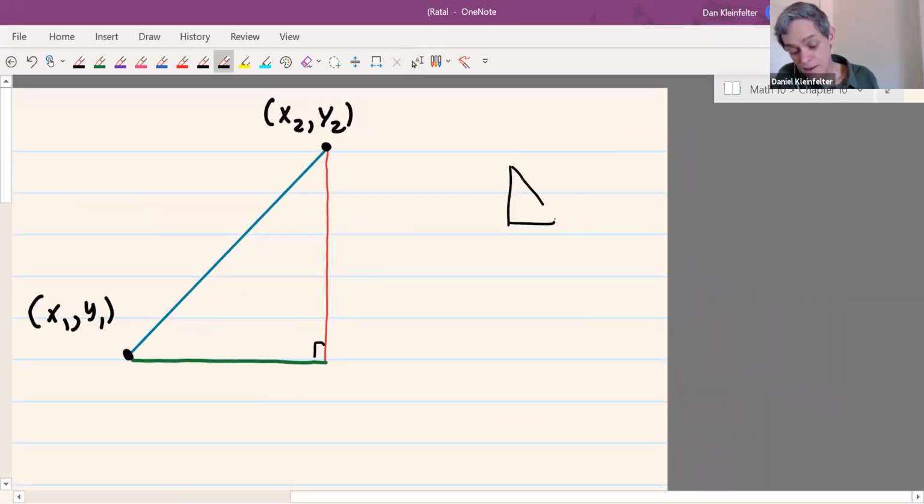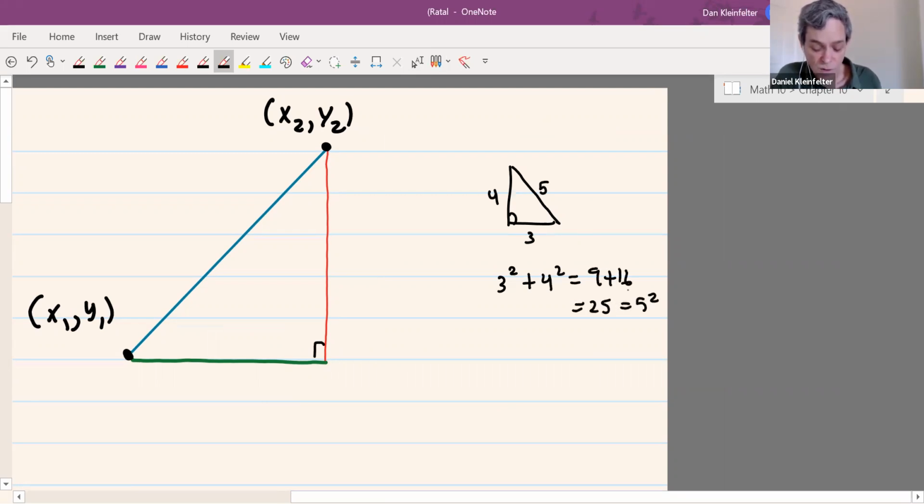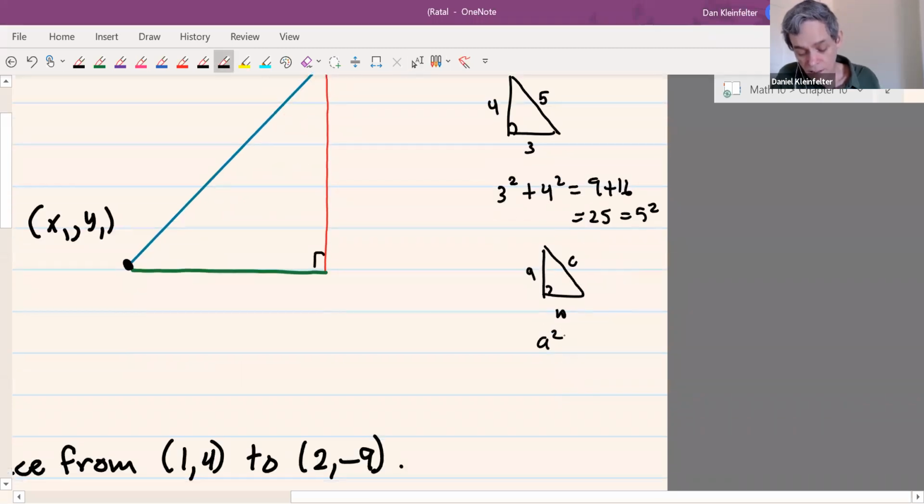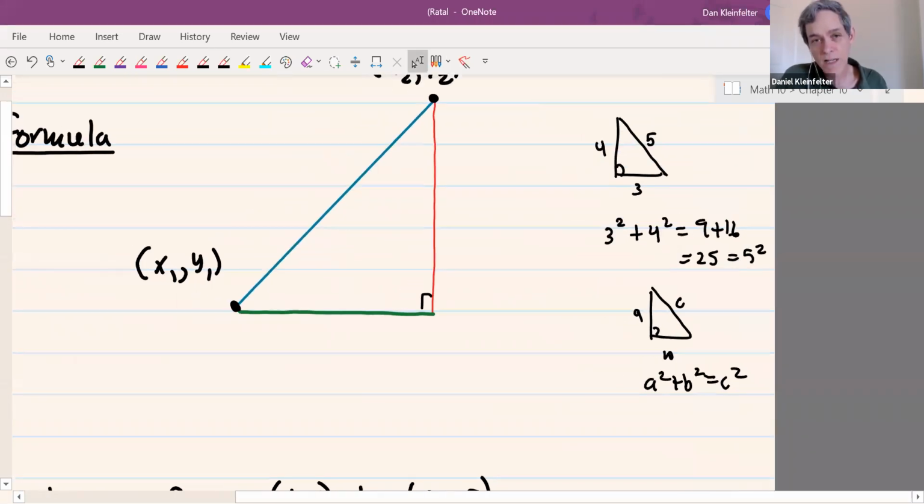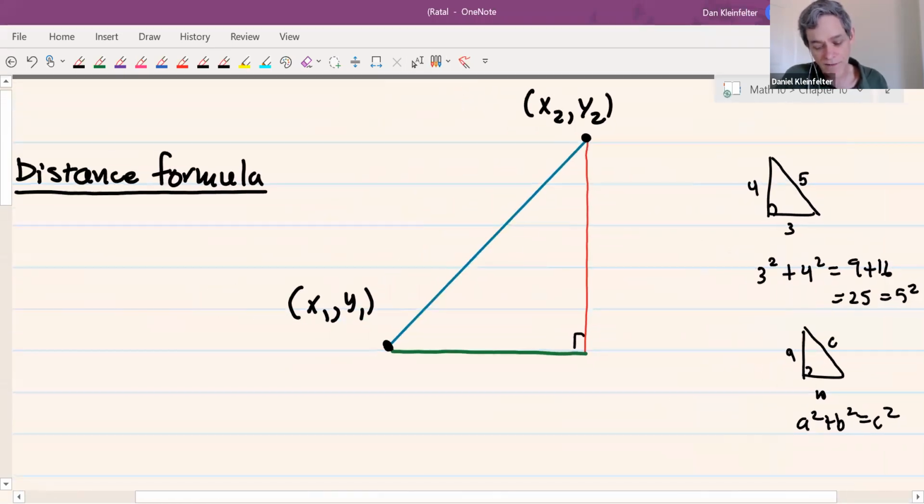Just in case the Pythagorean theorem is not real memorable for you, if you have a right triangle with sides of length 3, 4, and 5, notice that it's true that 3 squared plus 4 squared is 9 plus 16, and that's equal to 25, which is 5 squared. It turns out that that relationship is true in general: a squared plus b squared equals c squared. That's the Pythagorean theorem for a right triangle. If you need to know more about that, let me know. Otherwise, I'm going to assume that you're familiar with that and comfortable with it.